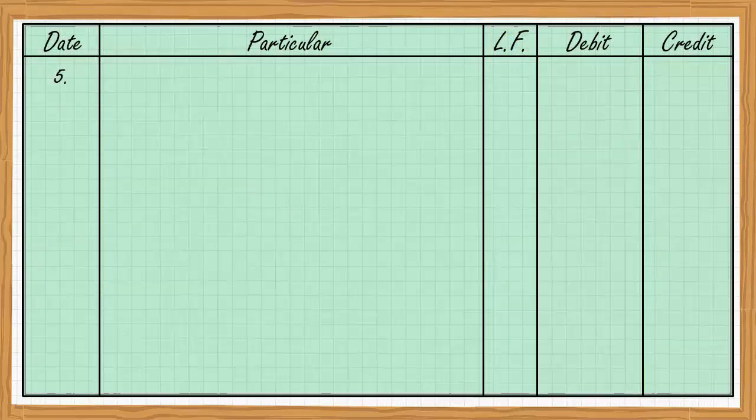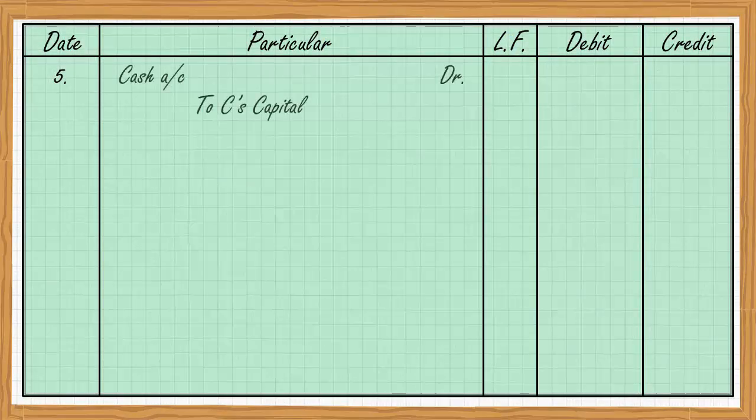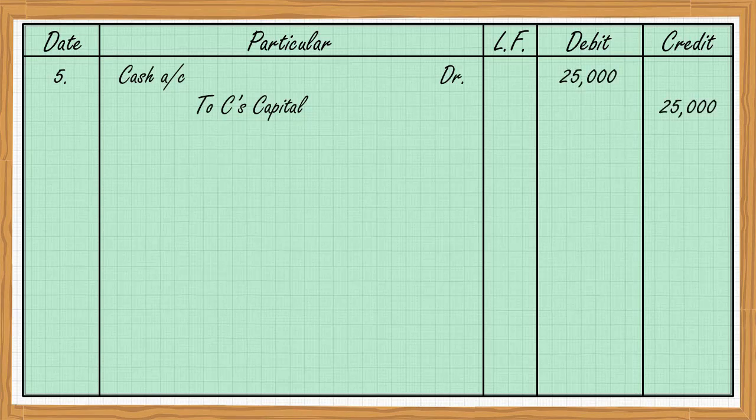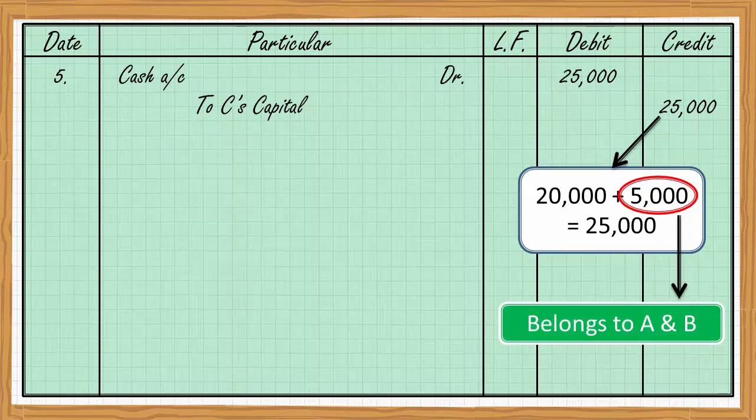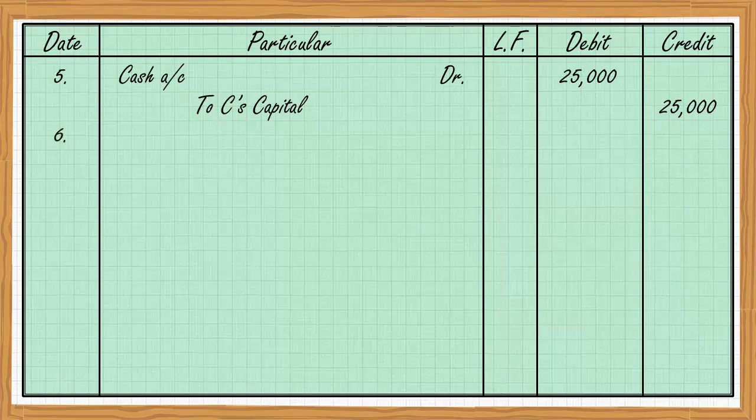Now the journal entry: cash account debit to C's capital account, 25,000 rupees. Out of this 25,000, 5,000 rupees is for goodwill. It means this money, 5,000, belongs to A and B, the reason being that A and B are going to sacrifice in favor of C.